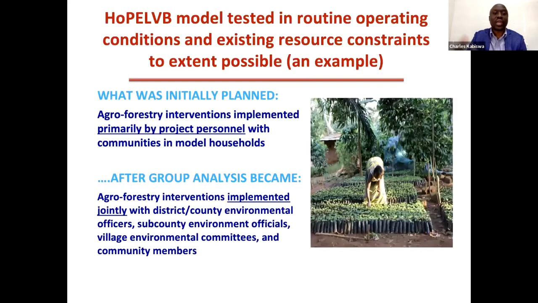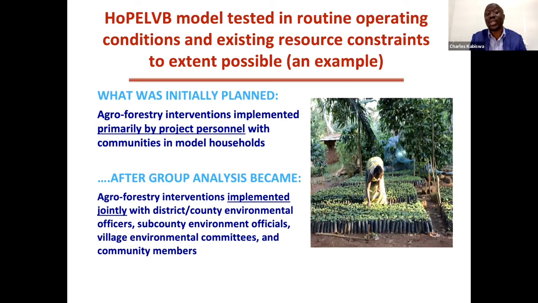So we kept on testing the model under routine operating conditions, but also existing resource constraints as much as possible. In many cases, we used it to change the approach or modality, including disqualifying some of the proposed interventions. One example was in the first phase when we were working on agroforestry interventions. We had planned to implement the tree planting guided directly, or heavily guided, by our project personnel. And we were working with the model homes.